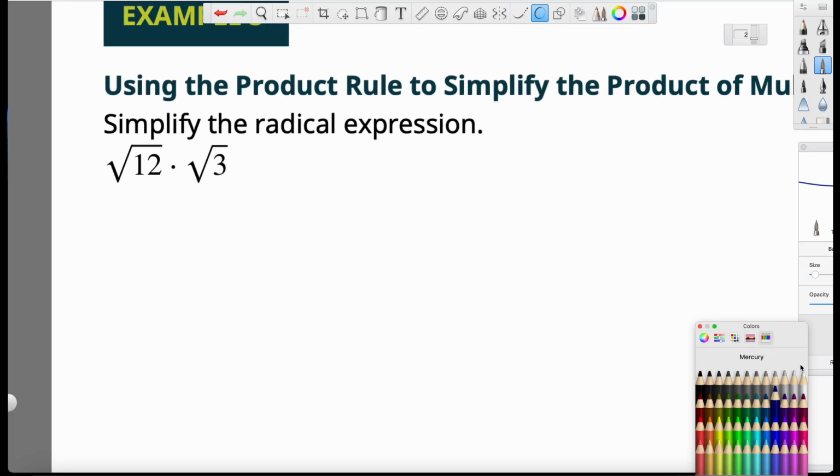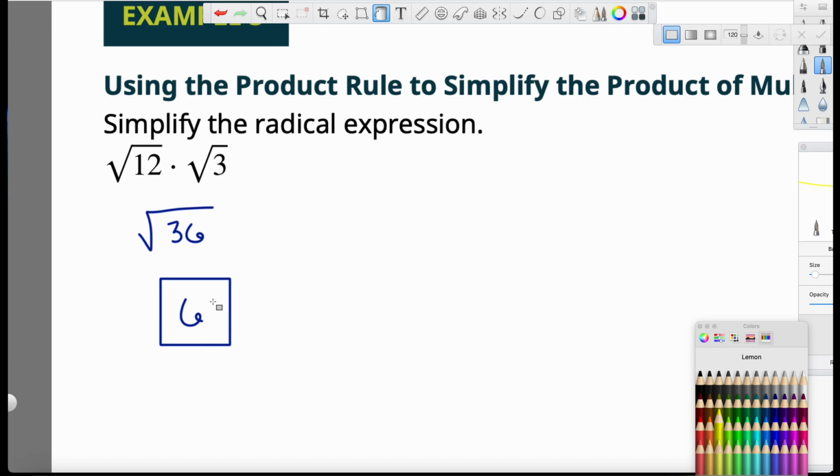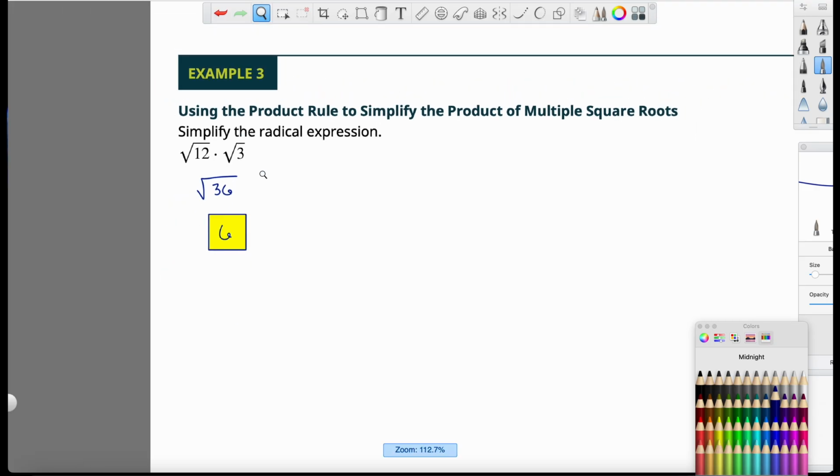Again, there's a couple different ways of doing this. The way that we can put this back together, sort of undo it, right? 12 times 3 is 36. So I could rewrite this as the square root of 36. And we know 36 is a perfect square. So my answer would be 6. And that's simply all we do. Okay, so sometimes we break it up to help us simplify. In this case, I put it back together.